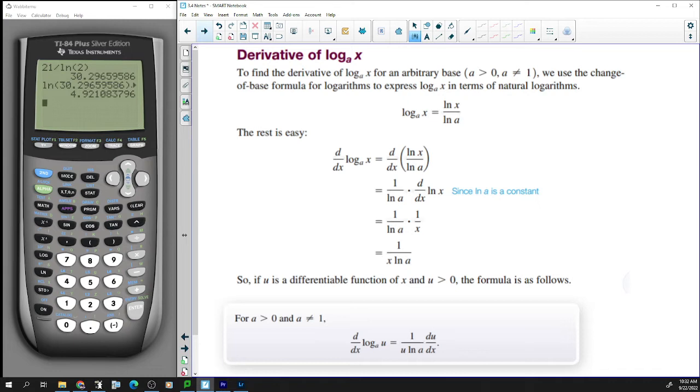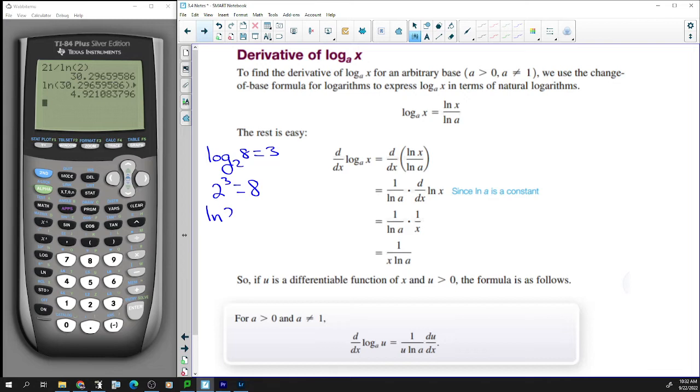Derivative of log base a of x. To find the derivative of log base a of x for an arbitrary base, we use the change of base formula for logarithms to express log base a of x in terms of natural logs. Now, what are they talking about? If you had log base 2 of 8 is equal to 3, let's say. 2 to the third is 8.